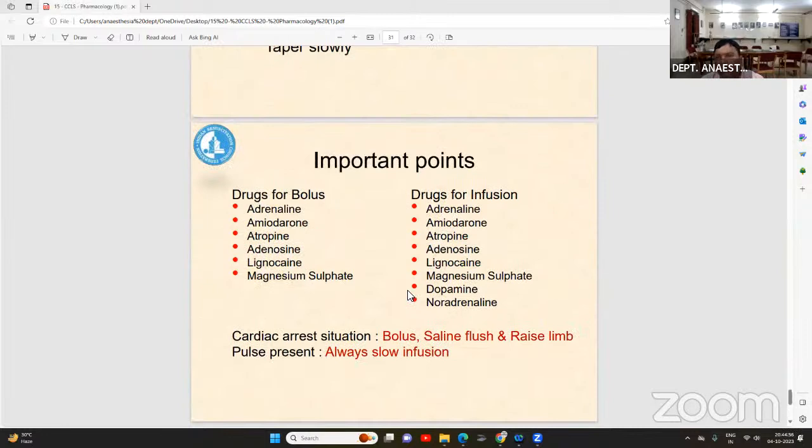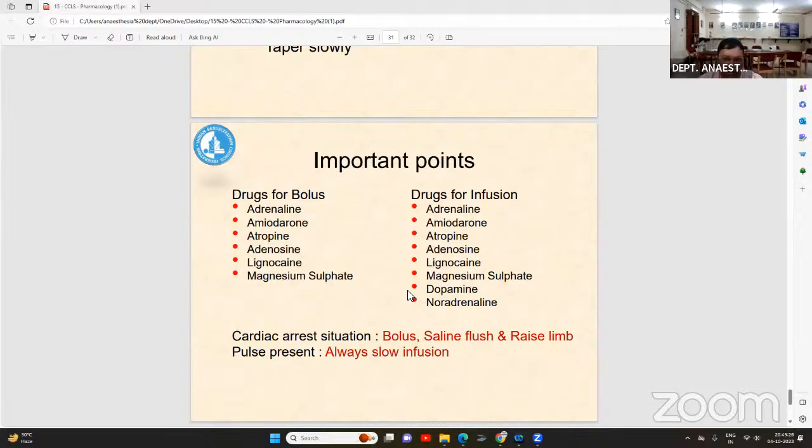And the take home message or important points: among drugs for the bolus, adrenaline, always no doubt, is the bolus emergency drug for cardiac arrest. Amiodarone is for the ventricular arrhythmias and all types of arrhythmias. And atropine is the drug of choice as a bolus for bradycardia, maximum of 3 milligrams. Adenosine is the drug of choice for supraventricular tachycardia. You can use up to 6 and 12 milligrams. Lignocaine you can use at 1 to 1.5 mg per kg for ventricular tachycardias. And magnesium sulfate you can use 1 gram to 2 grams as bolus doses.